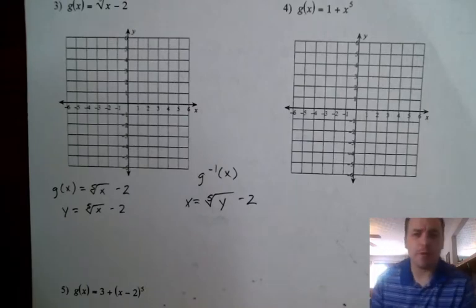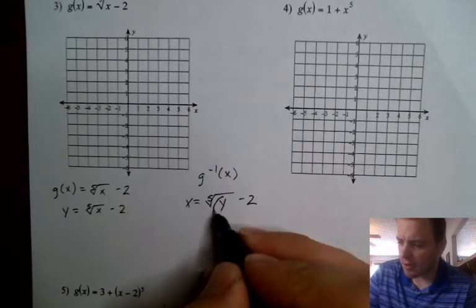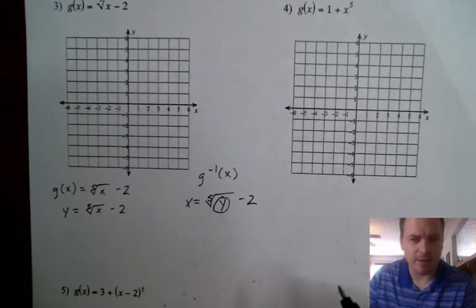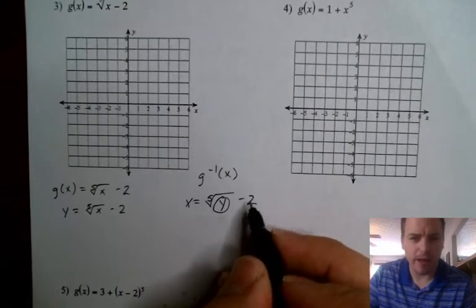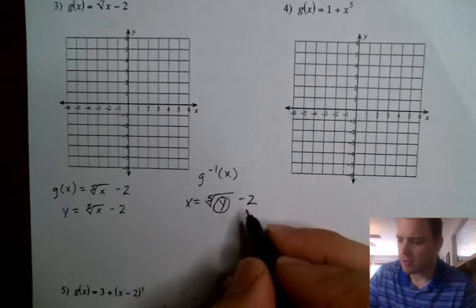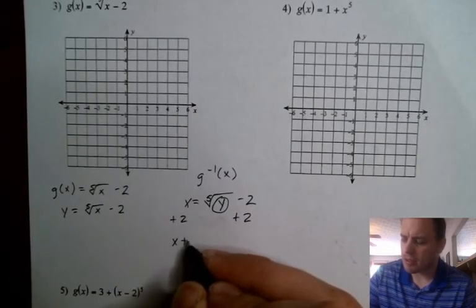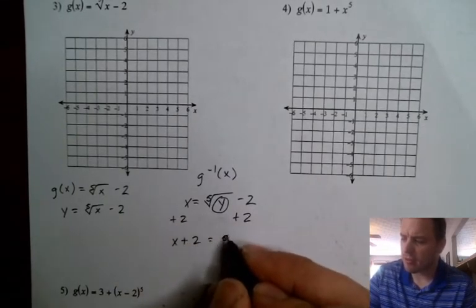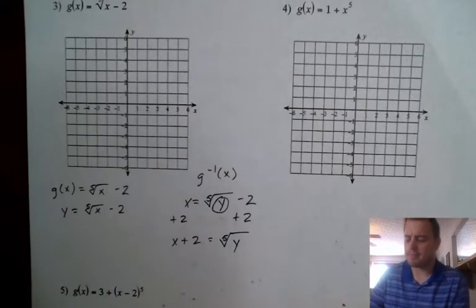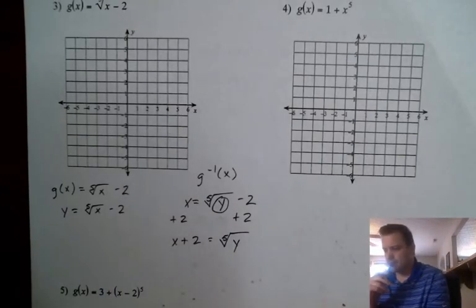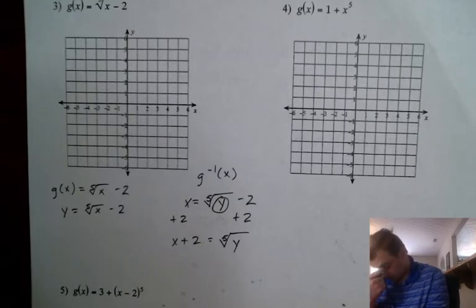Okay, now what we need to do is just simply solve for this y right here, guys. We need to isolate it by itself. So first thing I'm going to do is get everything away from it. So let's add 2 to both sides. I got x plus 2 is equal to the fifth root of y.